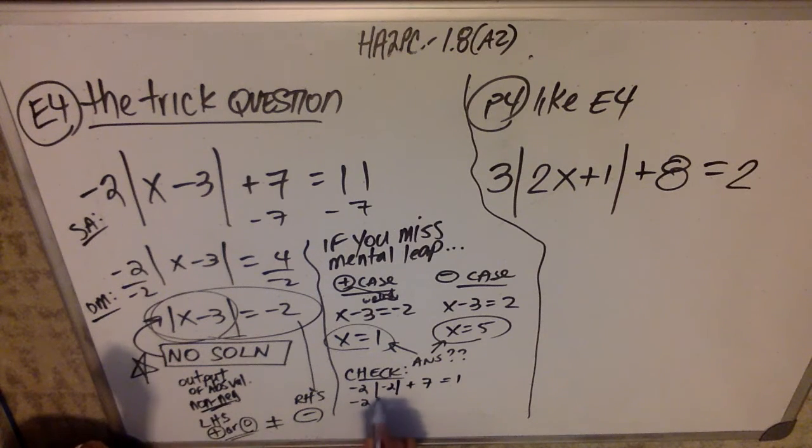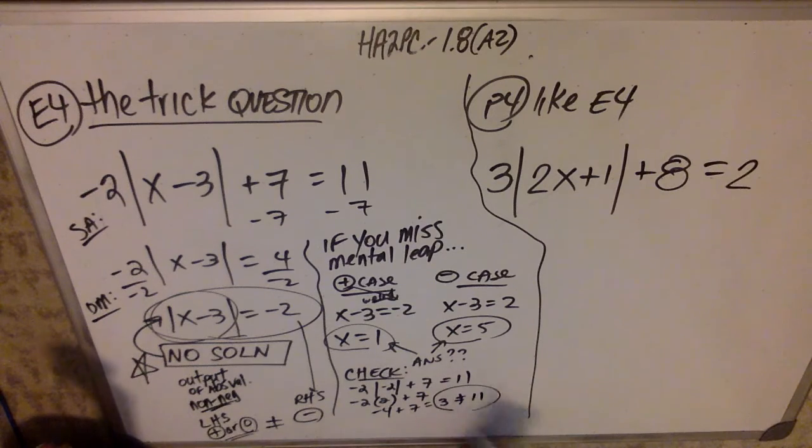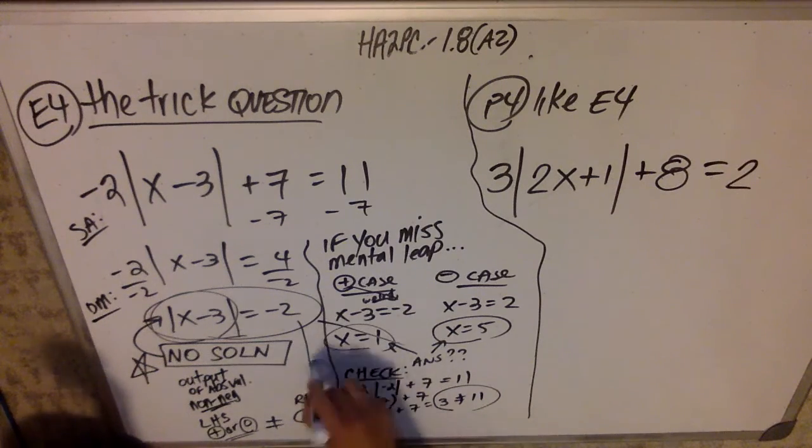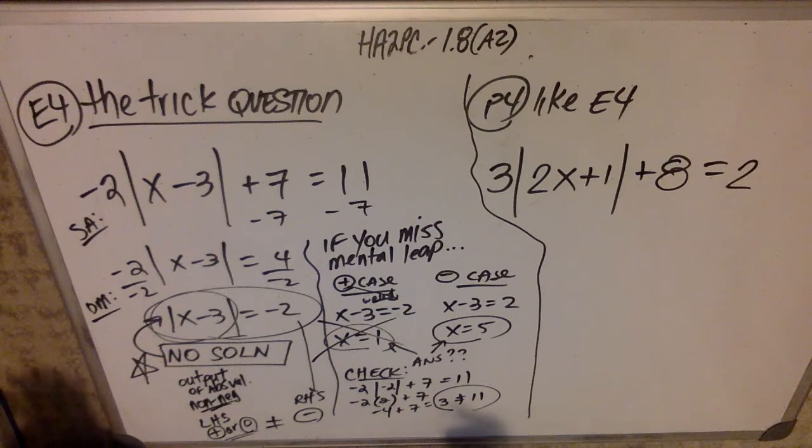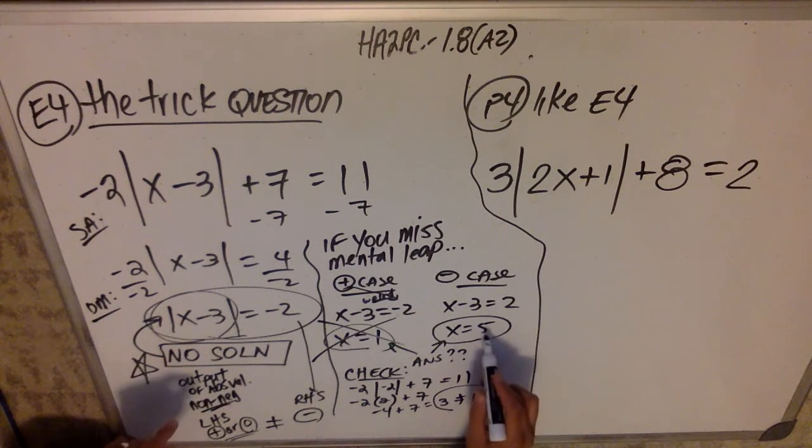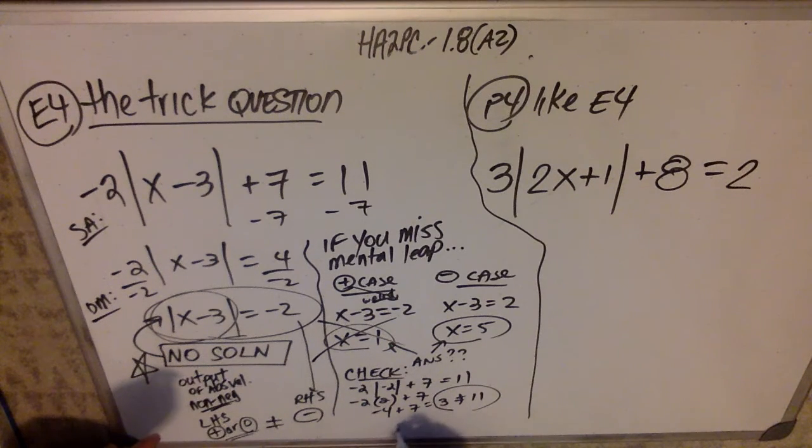Well, this is a negative 2 times a regular 2 plus 7, right? That's a negative 4 plus 7, which is definitely a 3, not an 11, right? So this is not a solution. It doesn't work, even though mathematically it felt like it should, right? And the same thing's going to happen if you check this 5. When you plug in that 5, you're going to get 3 is not equal to 11. This side's going to be a 3, that side's an 11.